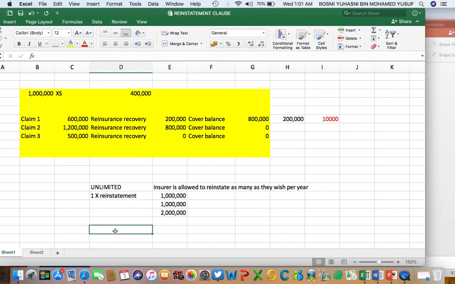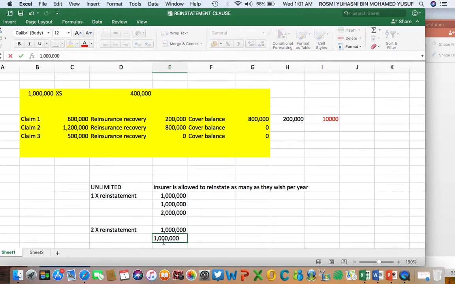If let's say 2 times reinstatement is allowed, meaning that the insurer is allowed to increase back the cover 2 times. 2 times means the original cover is 1 million, and 1 reinstatement is 1 million.